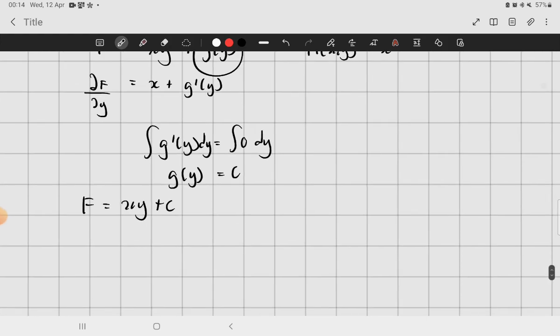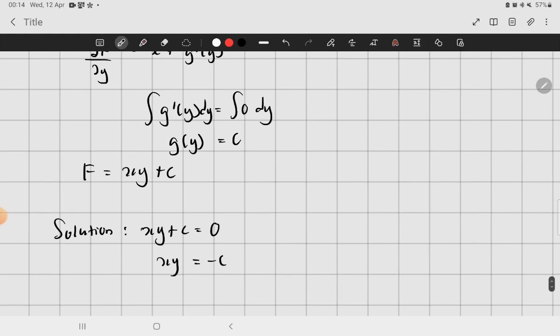So what will be the solution? So the solution will be xy plus c is equal to 0. And then we know that when you take away c both sides, you will have negative c. But we argue that negative c is still a constant no matter what. So xy will be c as well.